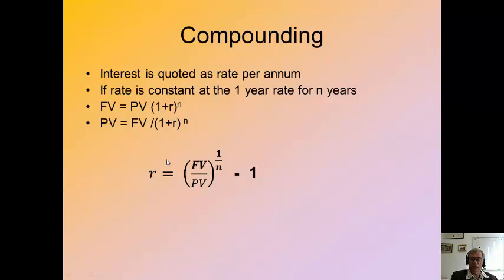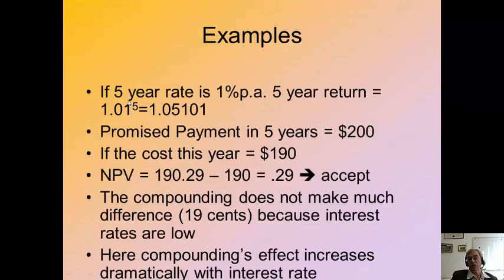If we had to calculate the rate of interest given a future value and a present value, we just take the price relative of the future value divided by the present value, raise it to the power 1 over n, and subtract 1. So if the annual rate was 1% per annum, the 5-year return would be the 1-year return raised to the power 5, or 1.01 to the power 5, which is 1.05101. Let's say we had a promised payment in 5 years of $200. If the cost this year is $190, then the net present value would be 190.29 minus 190, which is equal to 0.29, and one would accept.